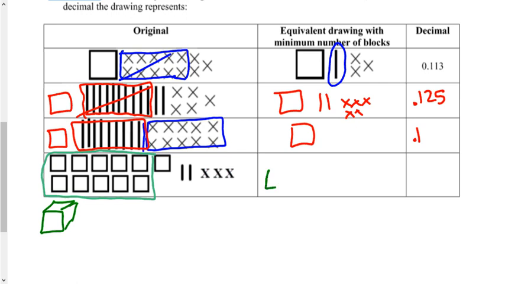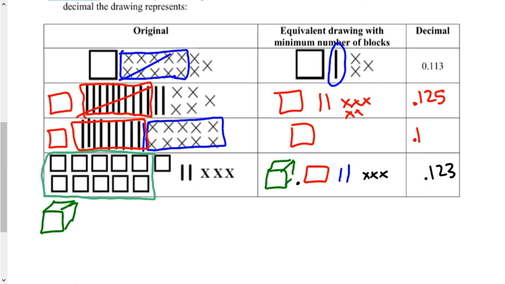So I've got one cube. There we go. And then we still have one flat. Right? We've got 2 rods. And then 3 units. Felt like being colorful there. So remember, the decimal is actually going to go right here because we have flats, rods, units. And so this is just going to be, after the decimal is 1, 2, 3.